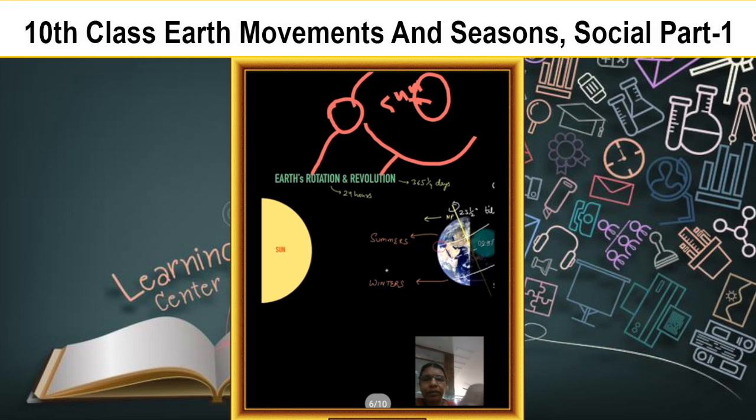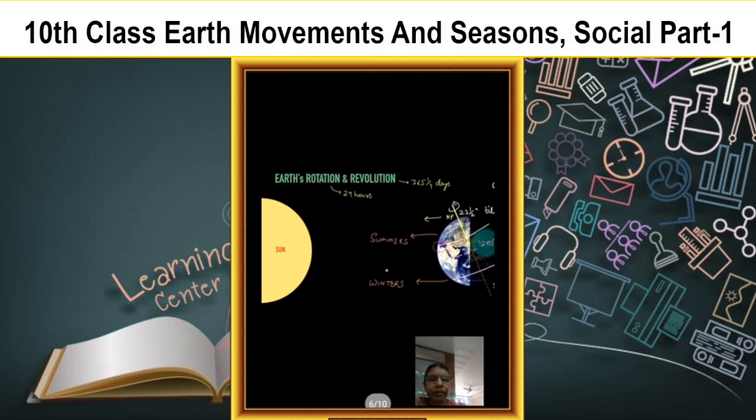And how is the orbit of the Earth? The Earth's orbit is not exactly round; it is elliptical. It is elliptical in shape.